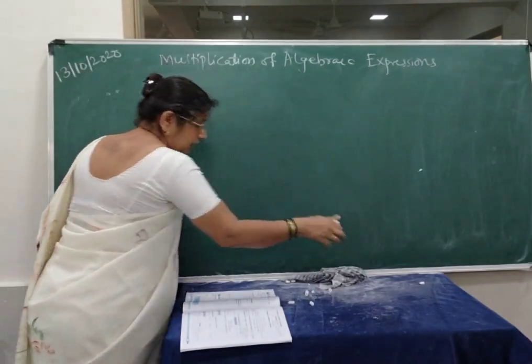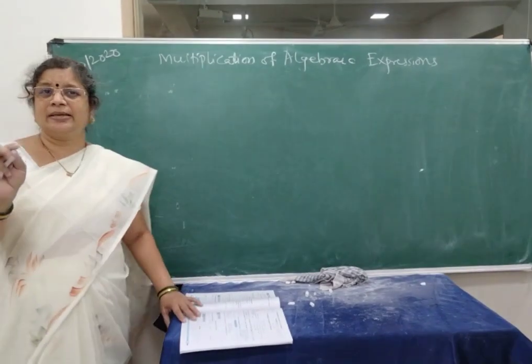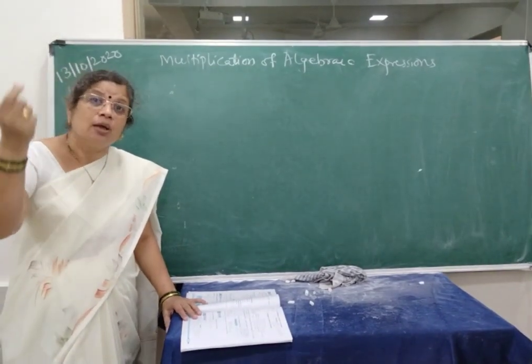These are the examples which are there in your textbook. This is very simple when you are multiplying a monomial with a monomial.